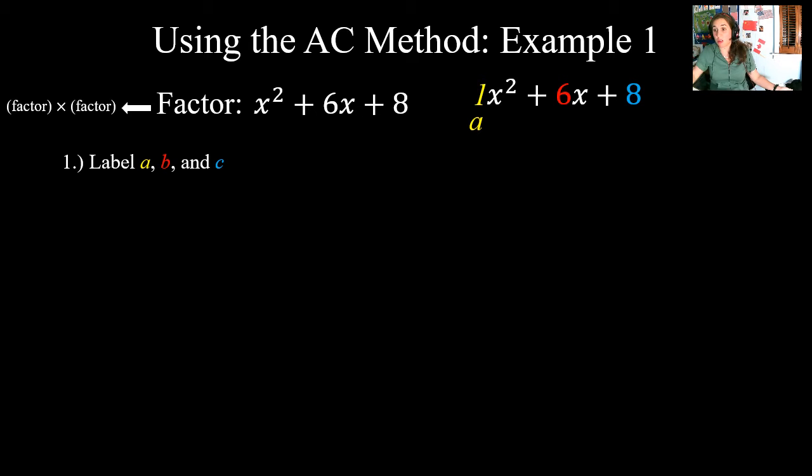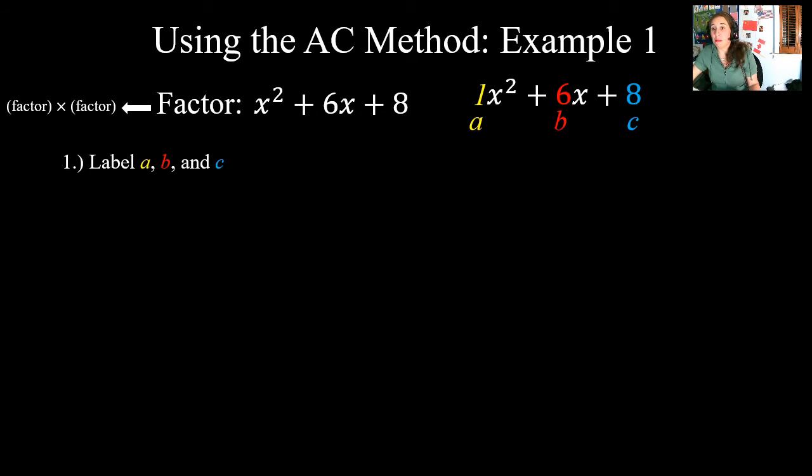Because 1 times x squared is x squared. So my A here is 1, all right? What's my B? It's 6, and my C is 8. So remember, those A, B, and C just stand for the coefficients of your terms, right? And your trinomial should always be written in descending order. If it's not, you should rearrange it so you don't mix up those A, B, and C's.